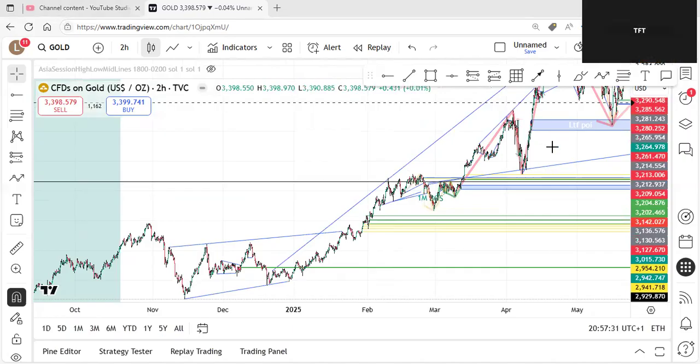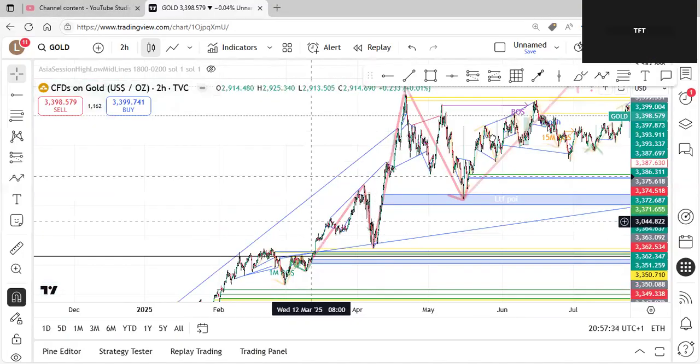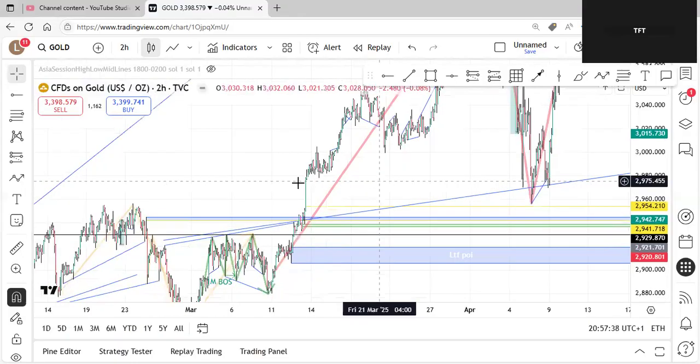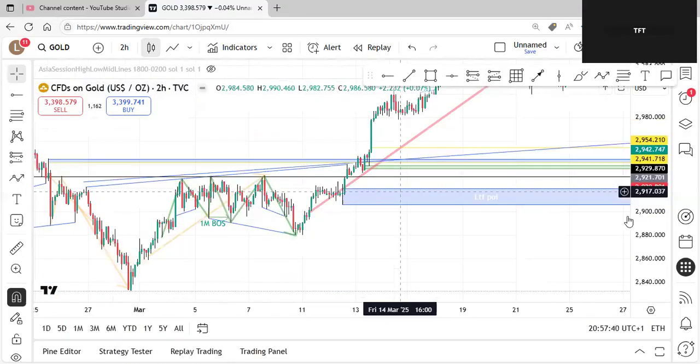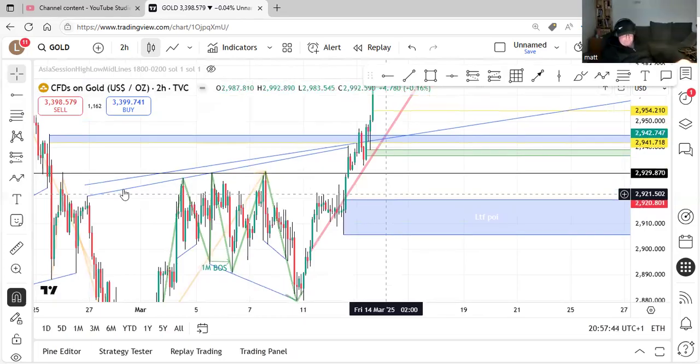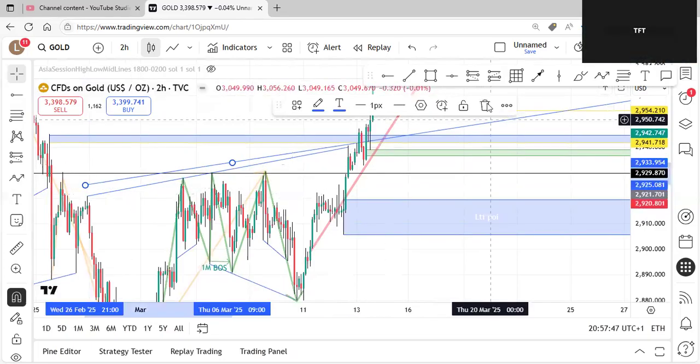Simon's going. I'm just going to see what happened when it tapped that little zone that I marked up as well. Yeah, it gets absolutely obliterated. It's a nice trend line. Shame. Well, it's four touches on that.